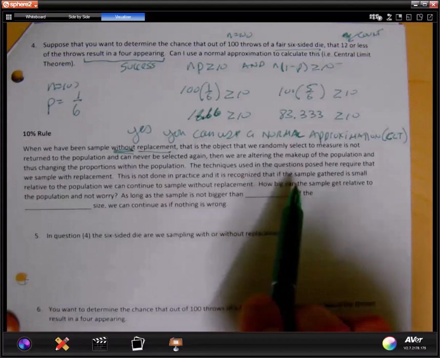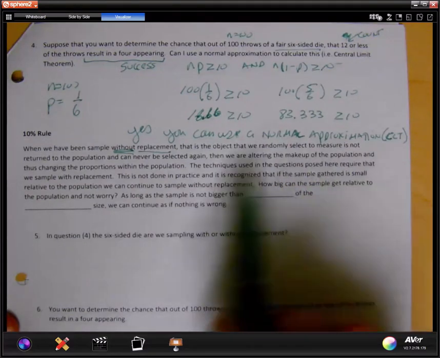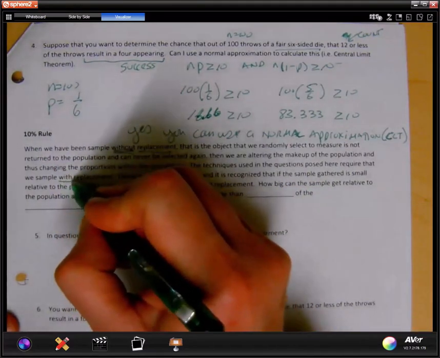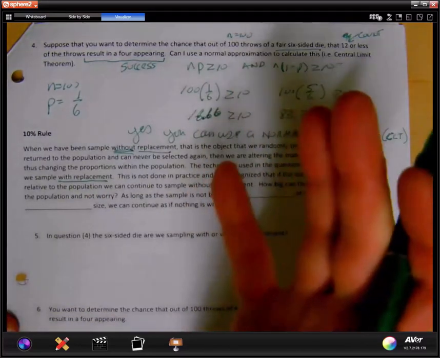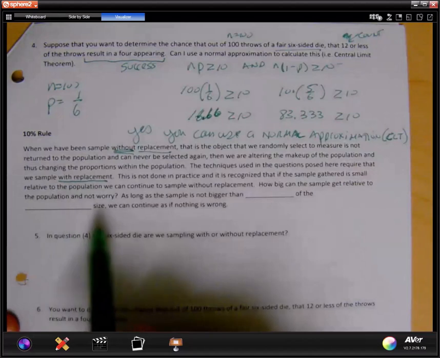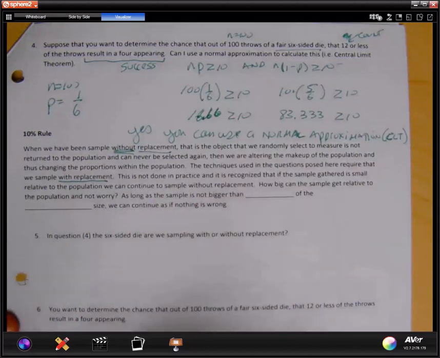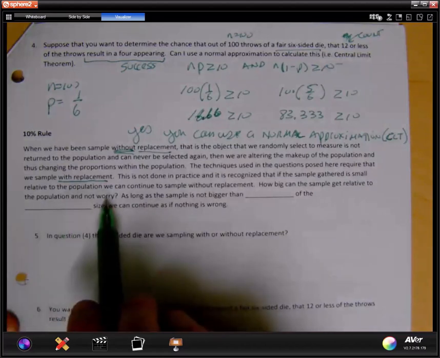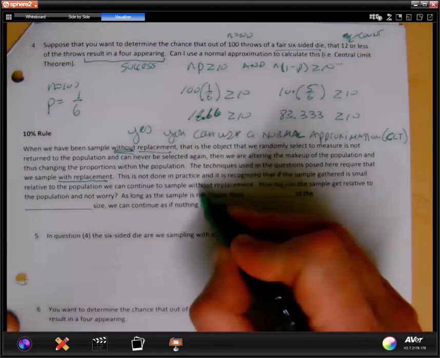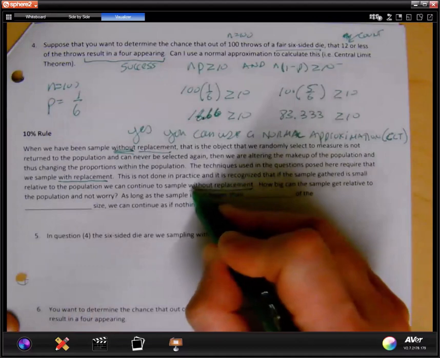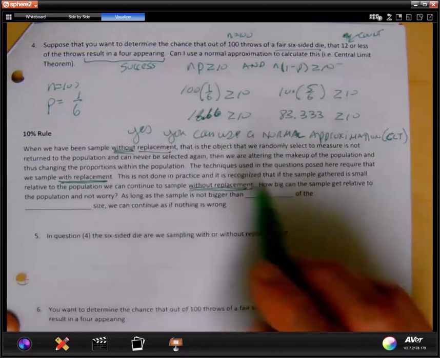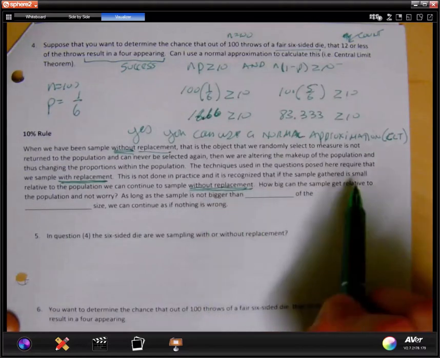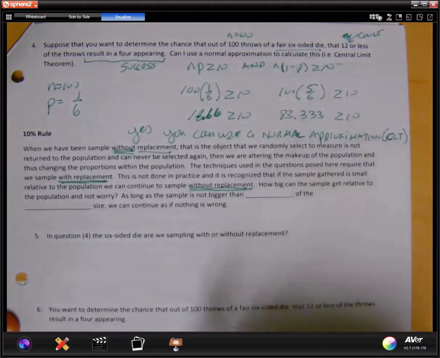The techniques used in the questions posed here require that we sample with replacement, meaning we need to put that person back in the population but potentially sample them again. This is not done in practice, and it is recognized that if the sample gathered is small relative to the population, we can continue to sample without replacement. Okay, so even though we want to sample with replacement, we can continue doing it without, as long as my sample size is small relative to the population.